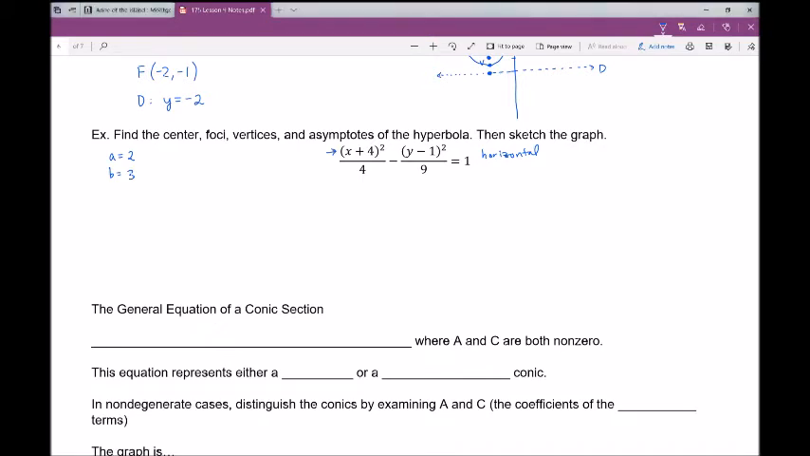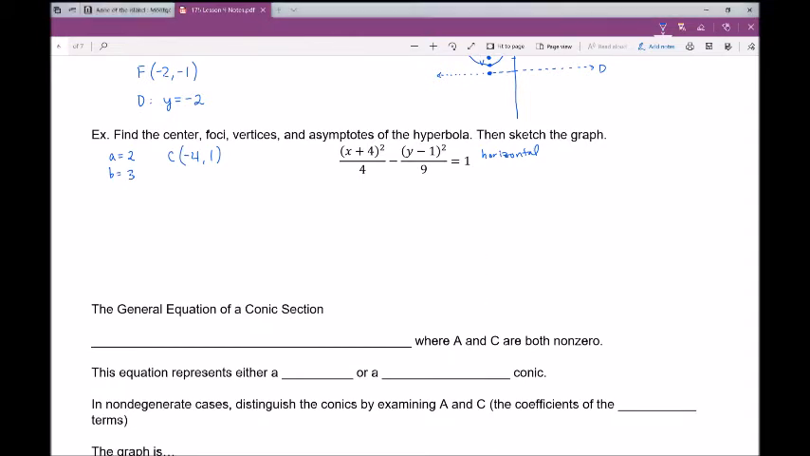Oh, let me get the center. So the center is going to be -4, +1. Okay, and we find that center the same way that we found the center for the shifted ellipse. You're just looking at the number that's added or subtracted from x, the number that's added or subtracted from y, but to get the coordinate, you basically just switch the signs. Okay, so let's start drawing our picture.